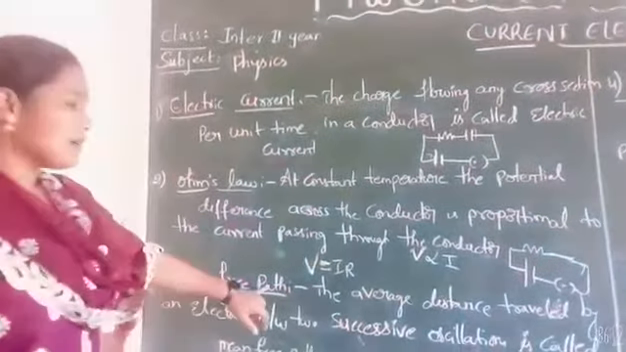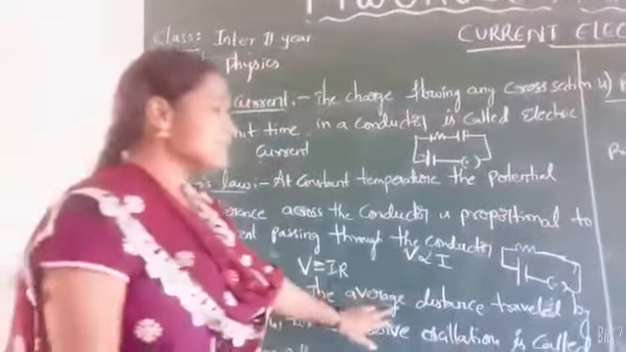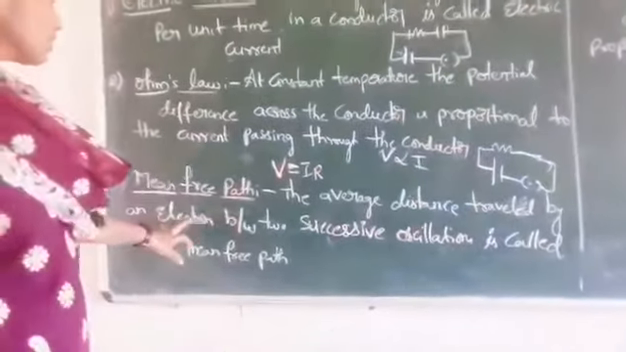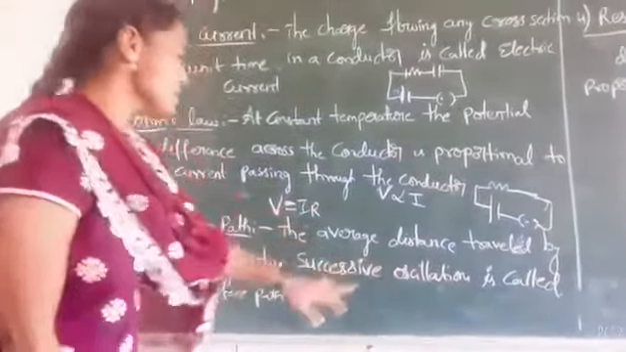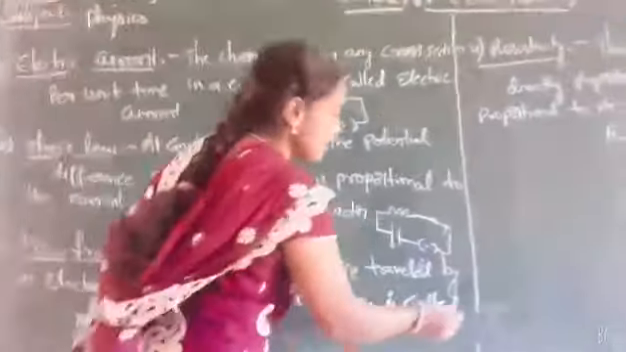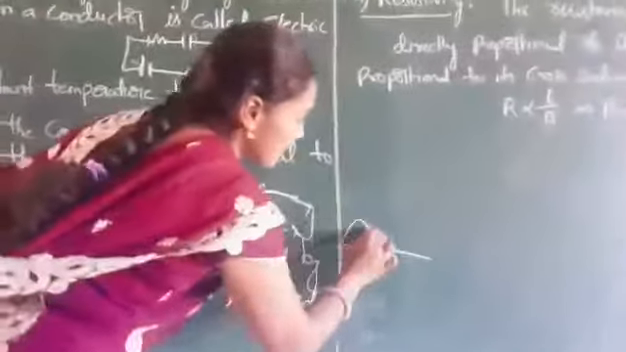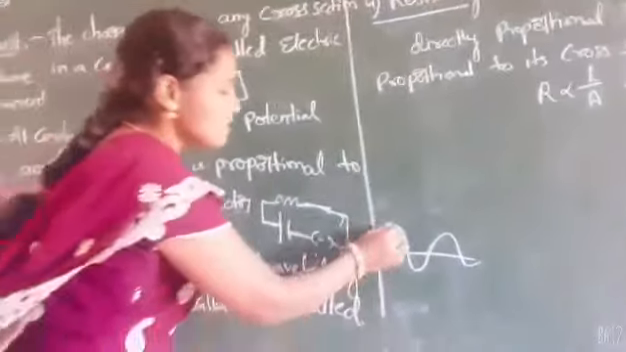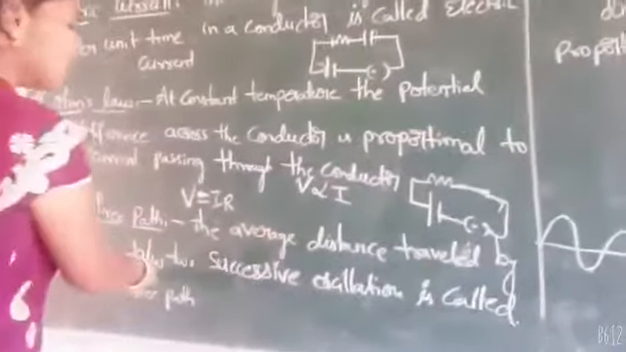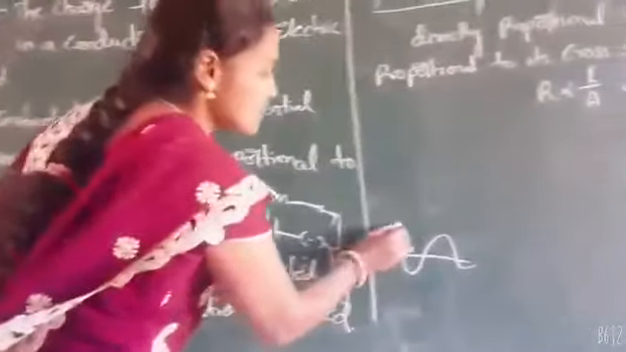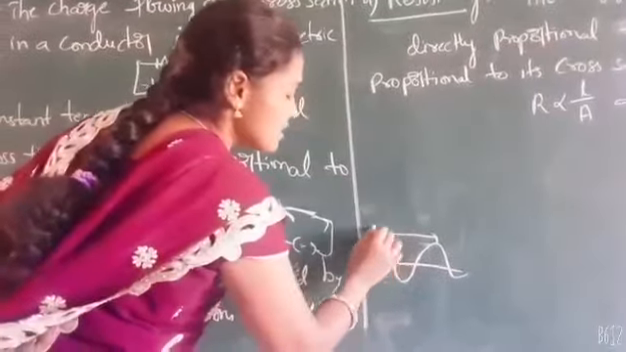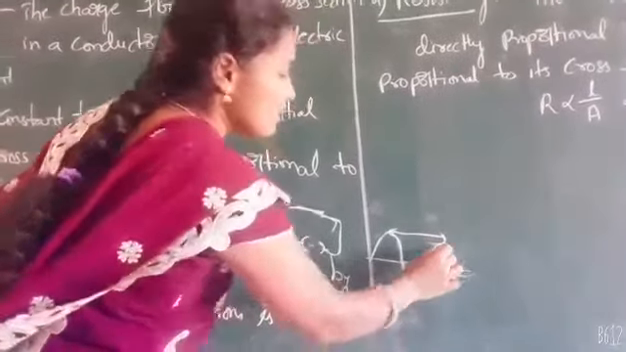Mean free path. Mean free path means the average distance travelled by an electron between two successive collisions is called the mean free path. Let us assume the electrons are moving in the form of waves. When the electron has completed the complete waveform, how much distance it has travelled between two successive oscillations, we call it the mean free path.